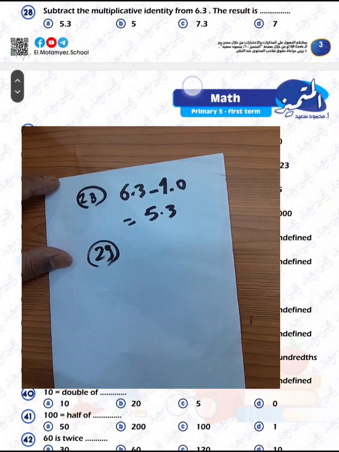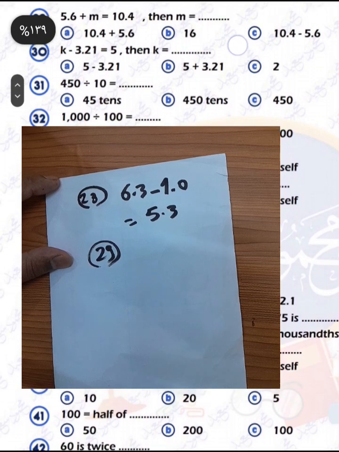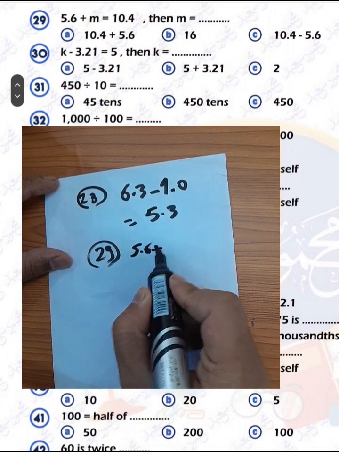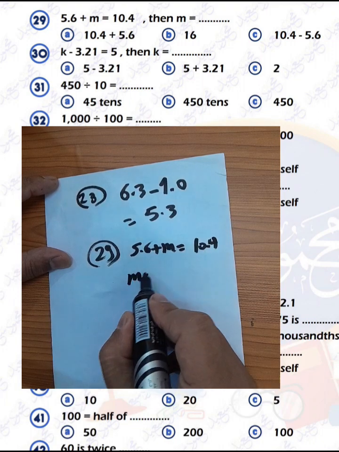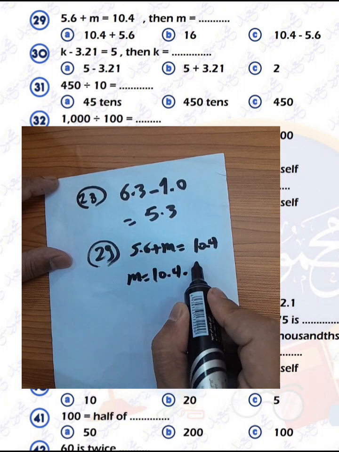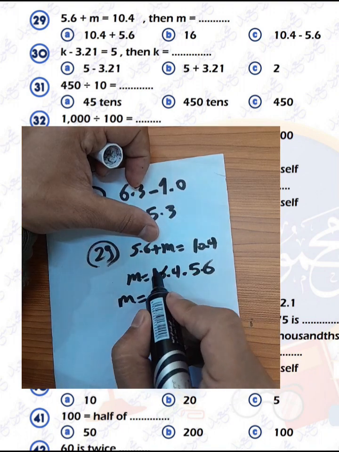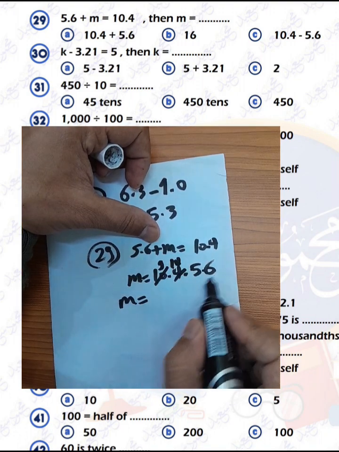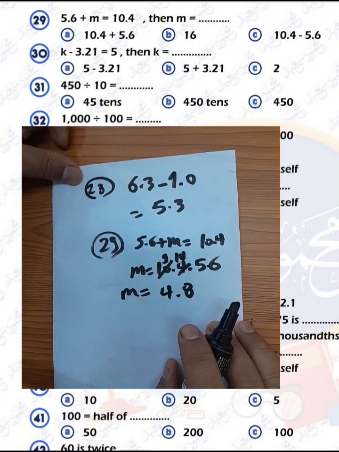Question 29. 5.6 plus m equals 10.4, then m will be the difference between 10.4 and 5.6. 4 minus 6, we can't do it. Borrow 1 from 10, it will be 9, and 4 becomes 14. 14 minus 6 equals 8, and 9 minus 5 will be 4. Then the result will be 4.8.